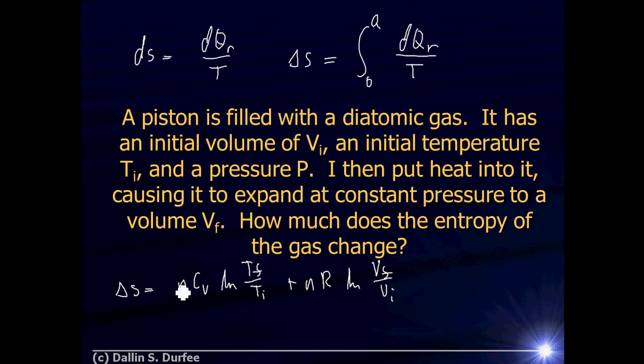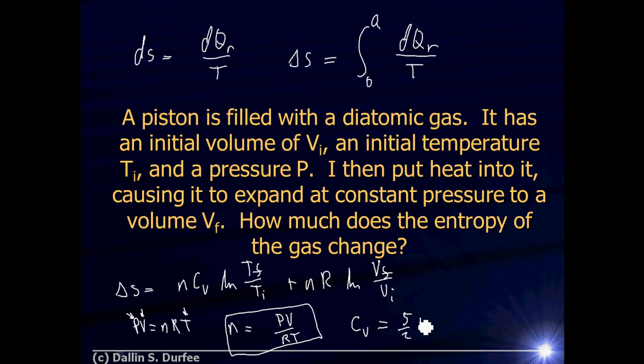n. How do I find n? PV is equal to nRT. I'm given the initial pressure, I'm given the initial volume, I'm given the initial temperature, so n is just going to be PV over RT. So I've got n, I can plug it in here. What is CV? It's a diatomic gas, right? So a diatomic gas has generally 5 degrees of freedom. So this is going to be 5/2 R. I've got CV. All right, so I've got nCV. I've got nR. I've got my initial and my final volume. The only piece of the puzzle I don't have is the final temperature. I've got the initial temperature and I've got the final temperature.